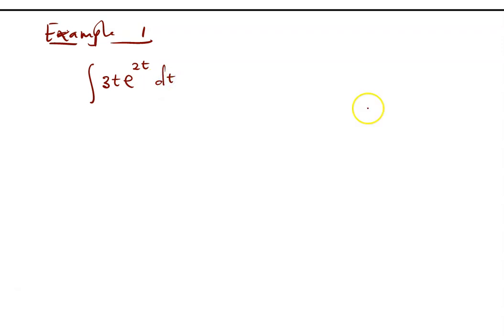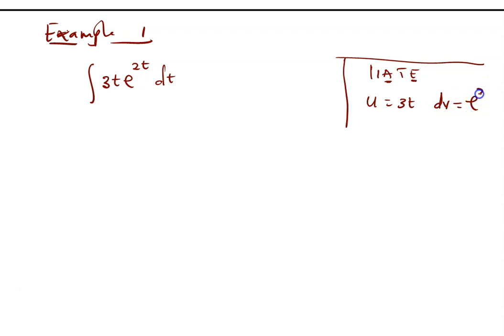So with this one, I need to first know my u and my v. So I use the LIATE, right? So with this, we have exponential function as last. So in that case, 3t is an algebraic function. So the u is going to be 3t, and the v will be the e exponent 2t. Very good. So now that we've gotten it, we just write our solution.